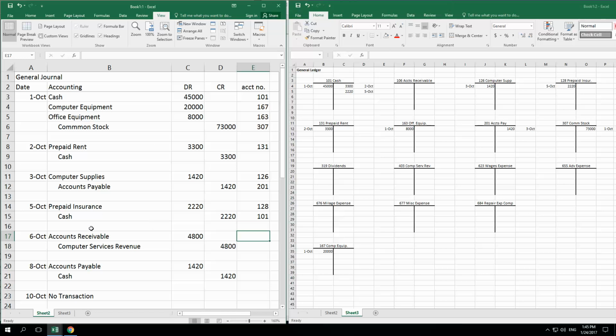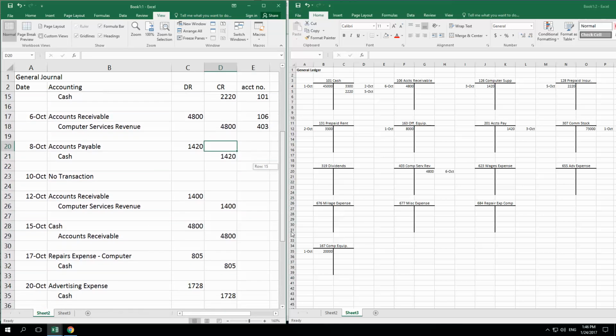Okay, on the 6th, accounts receivable gets a debit of 4,800. So that's 10-6. And that's account 106. And then computer service revenue gets a credit of 4,800, 10-6. And that's account 403.